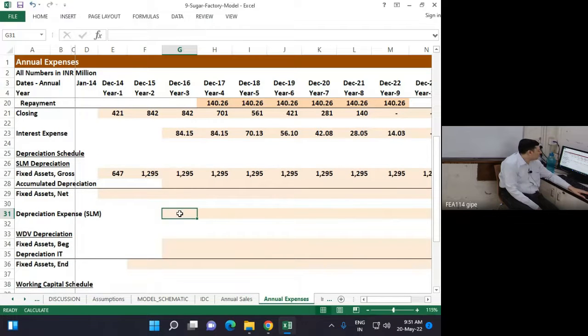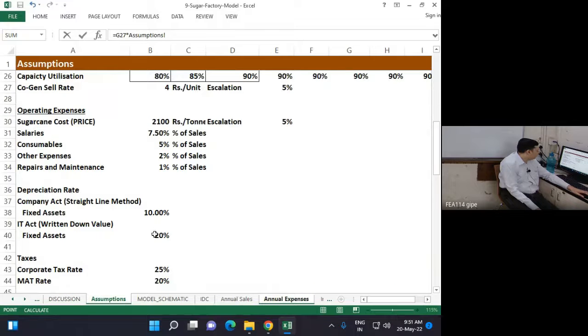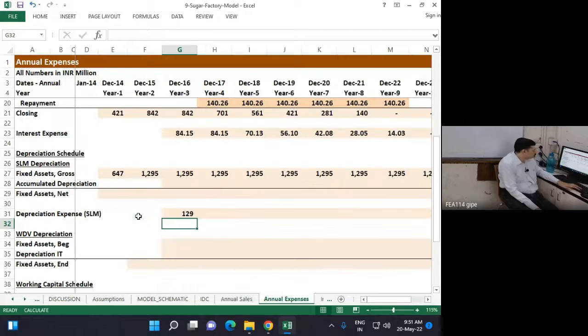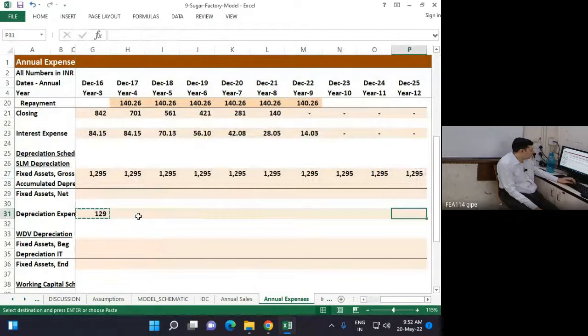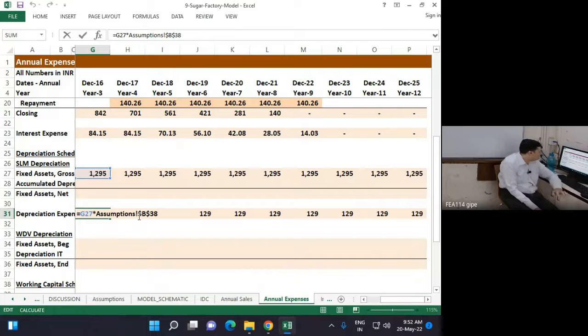Then let's calculate depreciation expense below, and then we will compute the accumulated depreciation. So our depreciation expense would be total assets times the rate of depreciation. We will follow the Companies Act rate. Later, we will build the IT depreciation also. So here we have 129 as the depreciation for all this, the rate of depreciation being 10%.